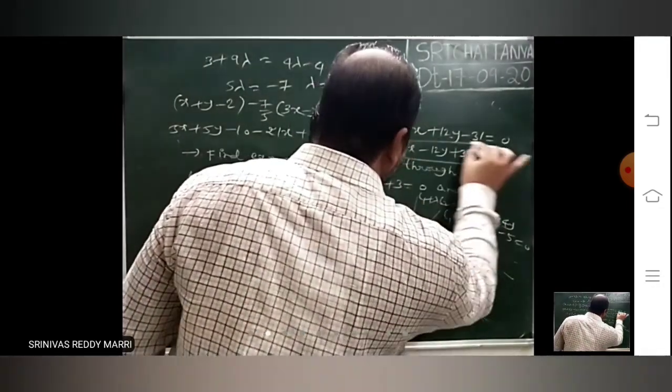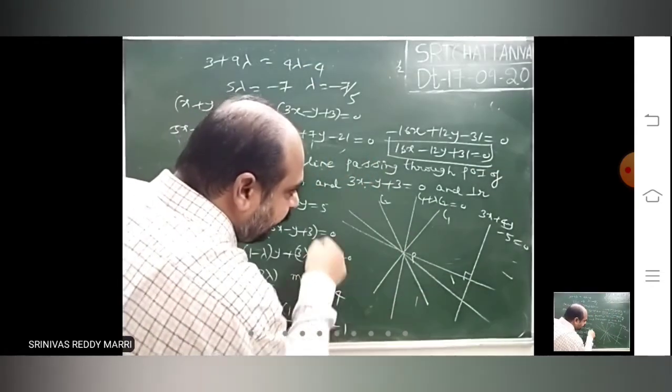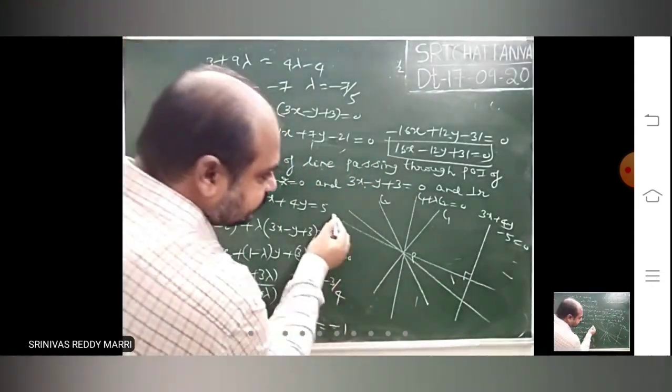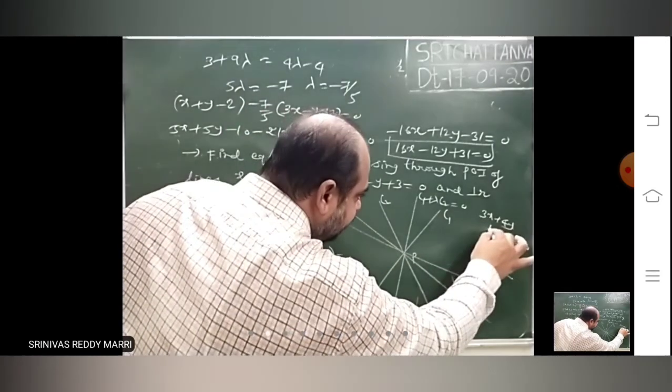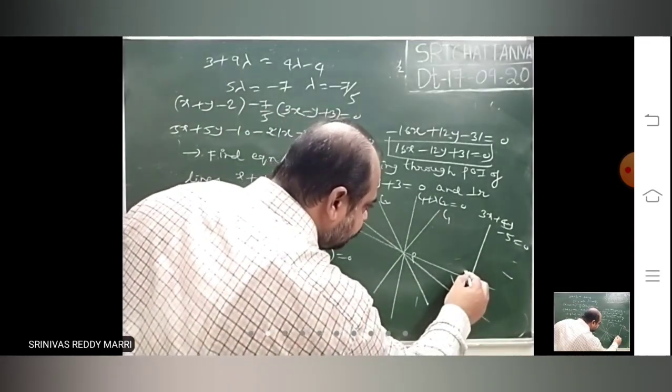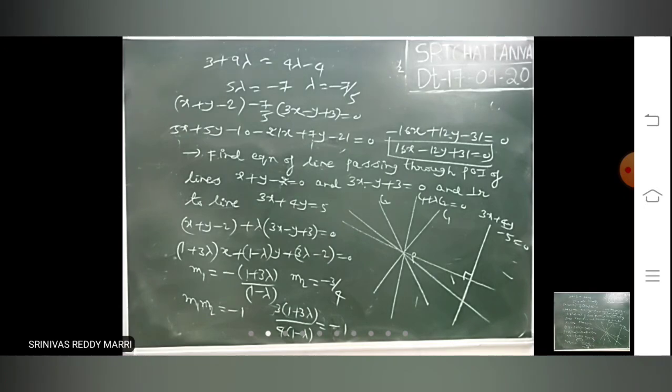This is the line required in that family of lines. In these family of lines, passing through P, there will be one unique line which is perpendicular to this. That line we have calculated. Okay.